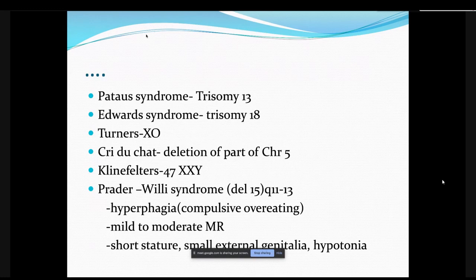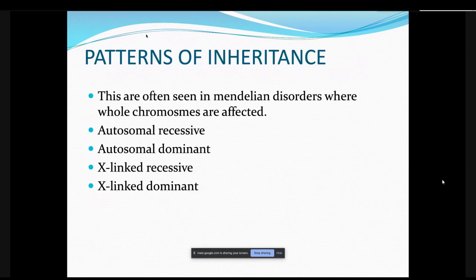Some with euploidy and aneuploidy, and others have the structural abnormalities. The other thing that we need to know about is patterns of inheritance. These are often seen in Mendelian disorders, where single genes are affected. These can be divided into autosomal recessive and autosomal dominant, where the autosomes are involved. Or you can have those that affect sex chromosomes, and the main ones are the X-linked. So you can have X-linked recessive and X-linked dominant.